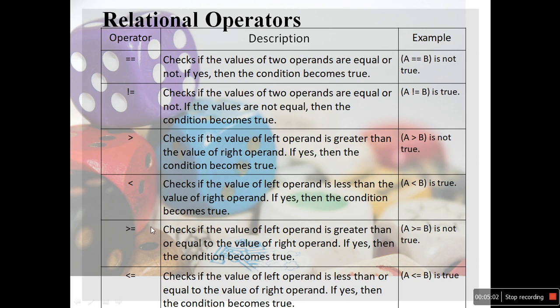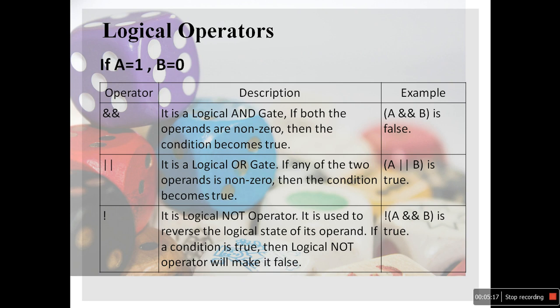Our next are greater than and less than. As we know, both of them work. Next are greater than or equal to, and less than or equal to. The description is here. You can see. Okay, from the next operator category, we will go to our logical operator.